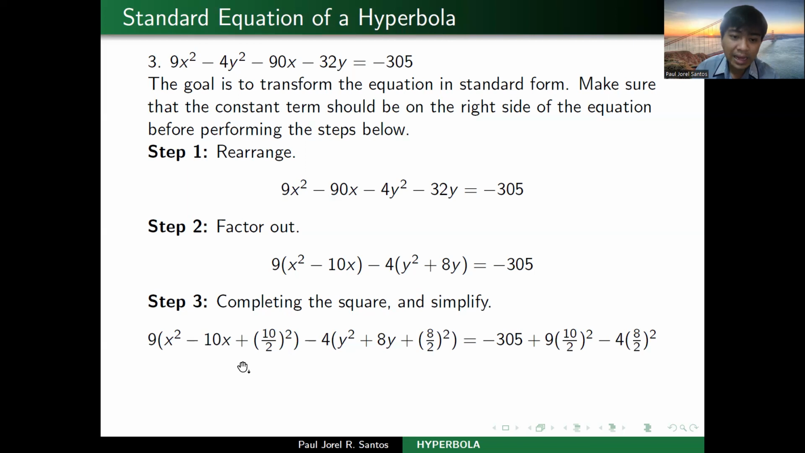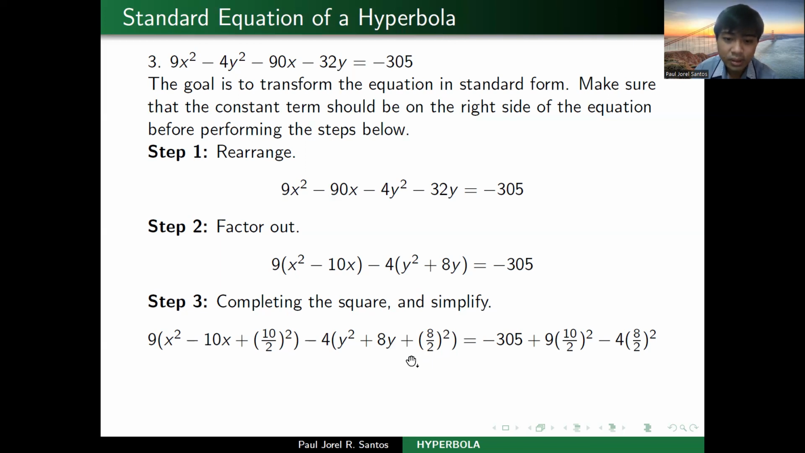We will add 25 here. How did I obtain 25? We divide 10 by 2, that will be 5, and multiplying it to itself gives 25. For this one, we have 16. 8 divided by 2 is 4, and squaring 4, or multiplying 4 by itself, is 16.